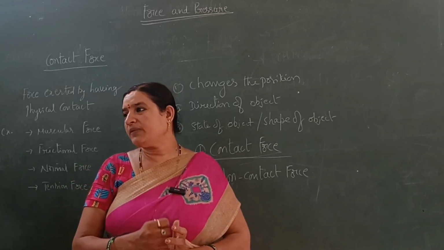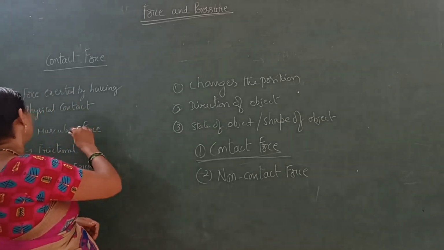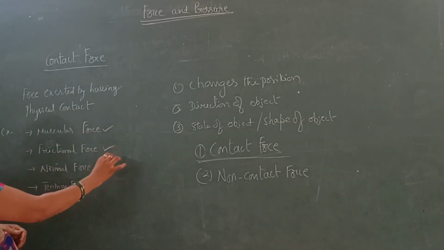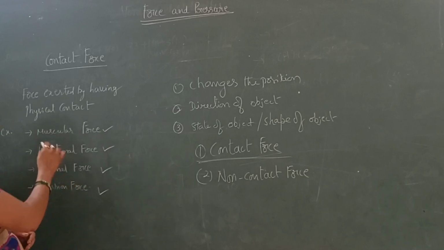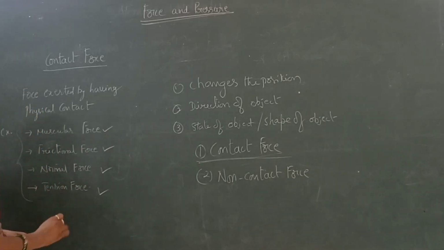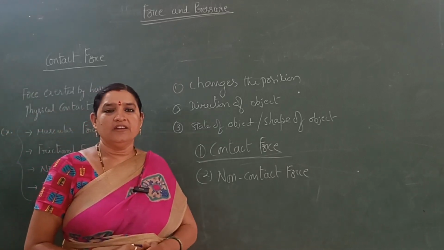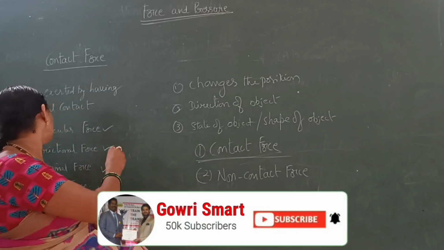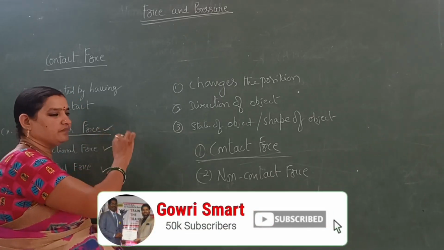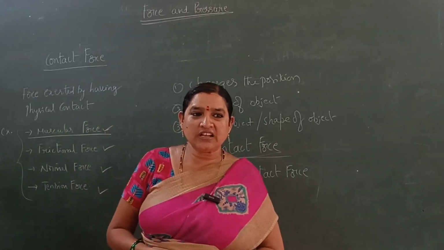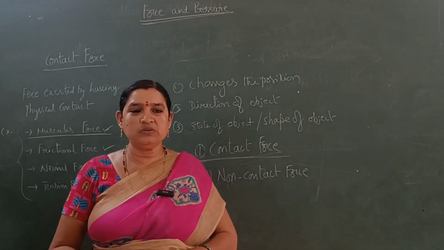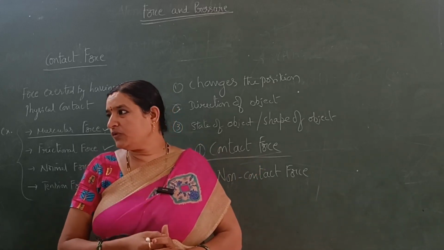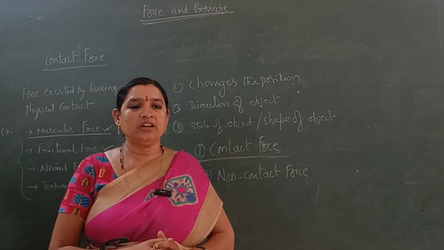We have four types of contact forces. Those are muscular force, frictional force, normal force and tensional force. All these four forces act when they have physical contact. Without physical contact, they cannot work. For example, muscular force. The force resulting from the muscles. Means by using muscles, if we are doing any work by using force, that is called muscular force.